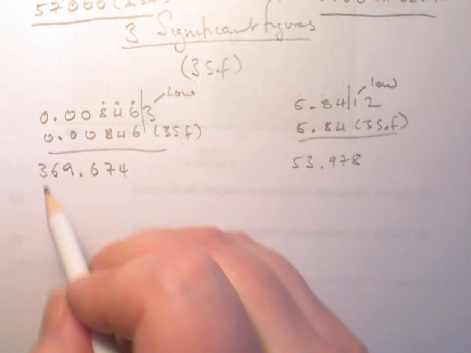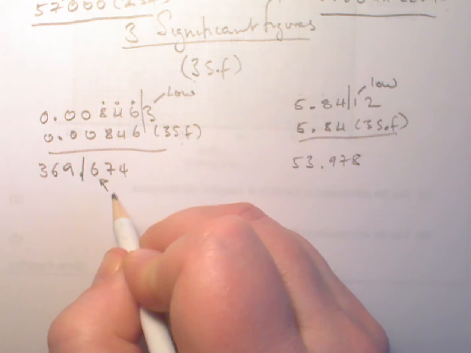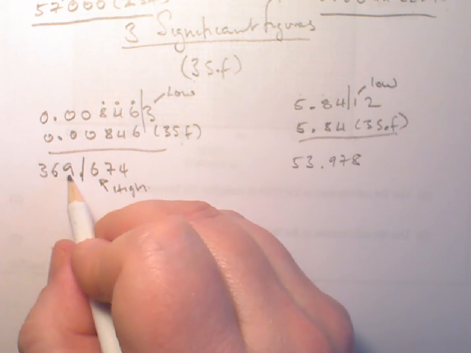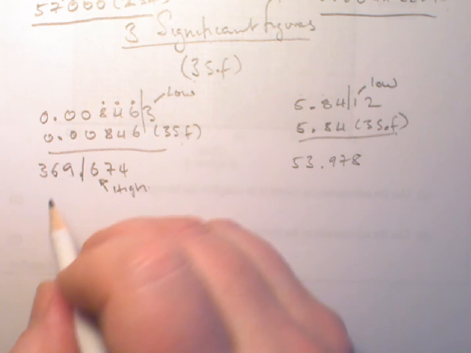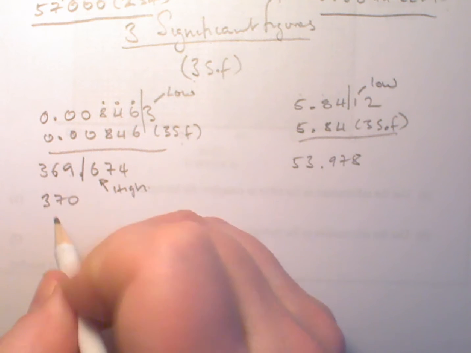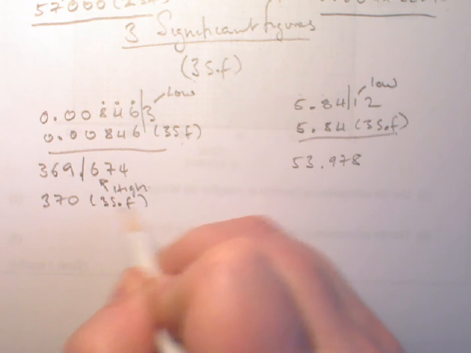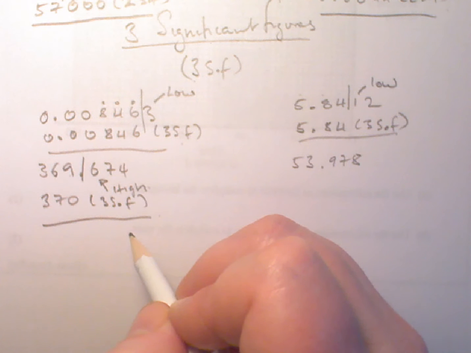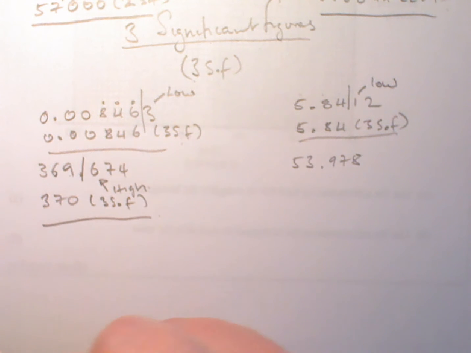Here, 1, 2, 3, make a cut, this is high, and if that's high, I need to move the 9 up, and the 69 needs to become 70, so I get 370, and that gives me 3 SF. This is a good example, really, because if I hadn't put 3 SF, it might look like I've rounded it to two significant figures. So this 0 is useful.